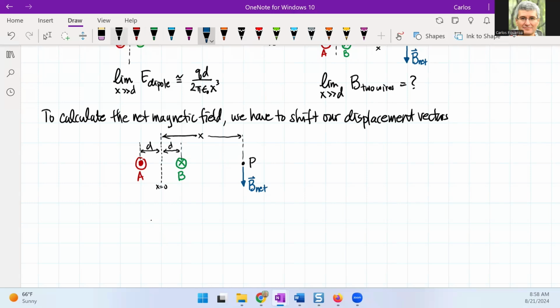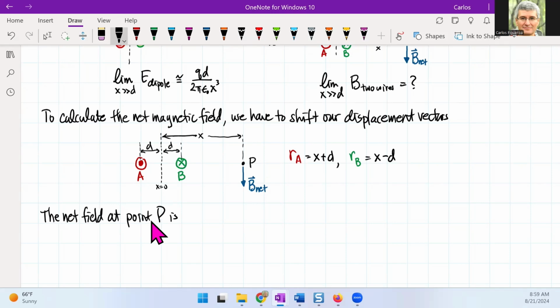So if I shift my displacements, we can see that RA should then be what? From the origin, we can see that this guy has to be x plus d. And if I look at RB, that has to have a shift where I have to change that by minus d. So then the net field at point P is then going to be this.